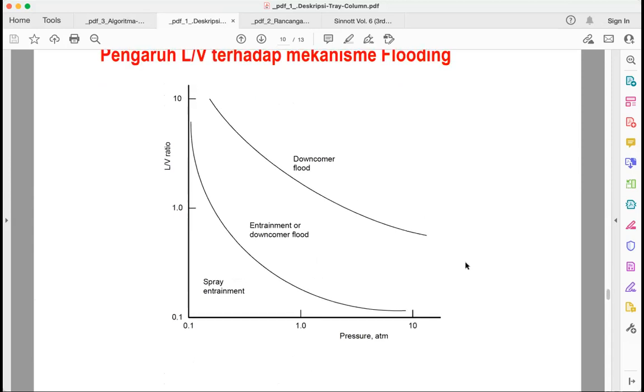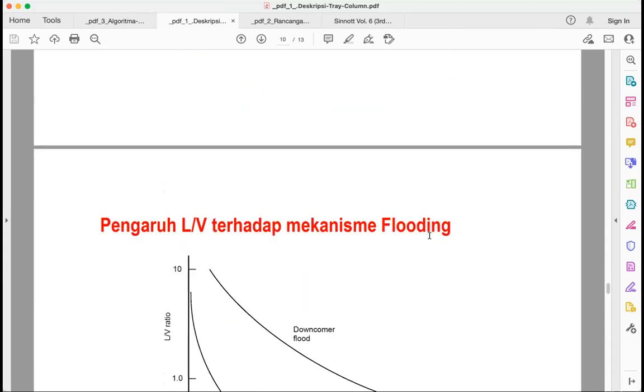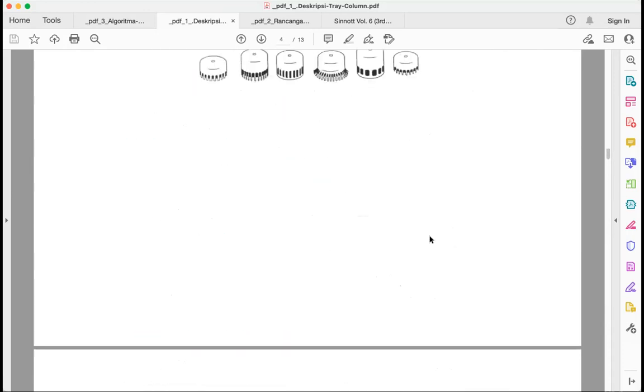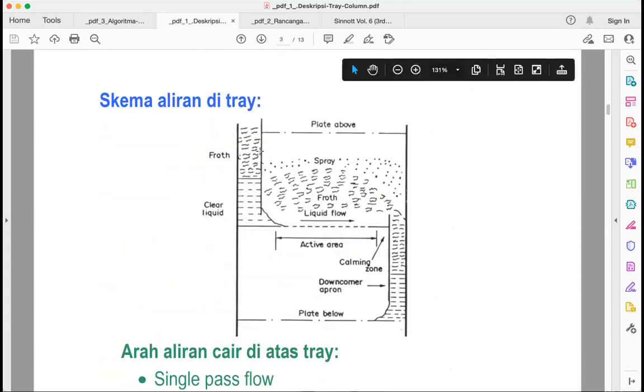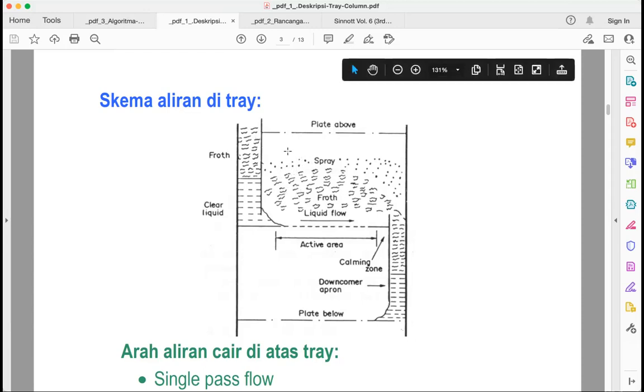Okay. So, what is flooding? Maybe I have to go back to the schematic. Okay, so here the entrainment, carried over, is actually when you have drops of liquid that are carried over to that one. So it's called entrainment, carried over, carried upward.